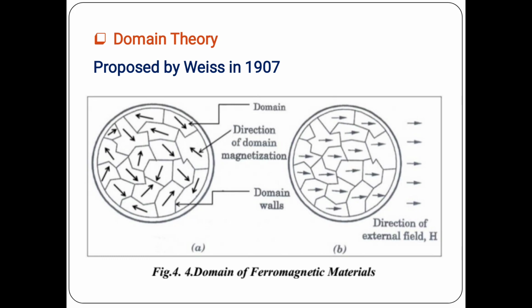So without the field, each domain has a random direction of magnetization before the applied magnetic field. But when we apply the external field, each domain has the same direction as that of the external magnetic field. So in figure B we can find that each domain has the same direction of magnetization with respect to the external magnetic field.